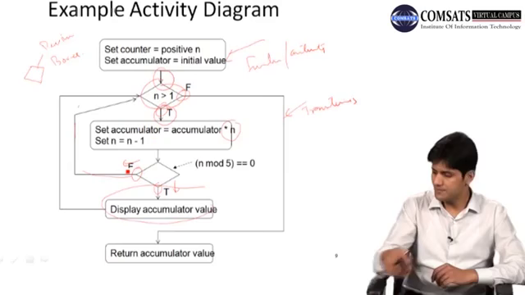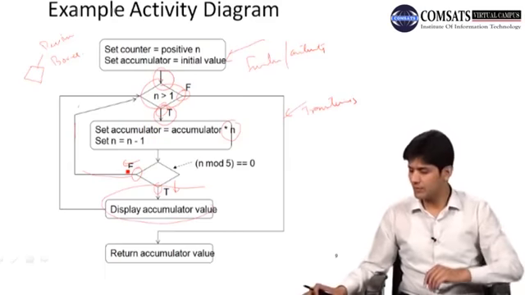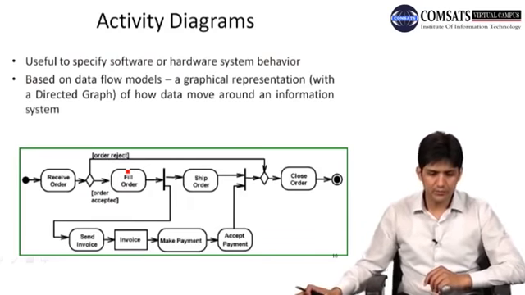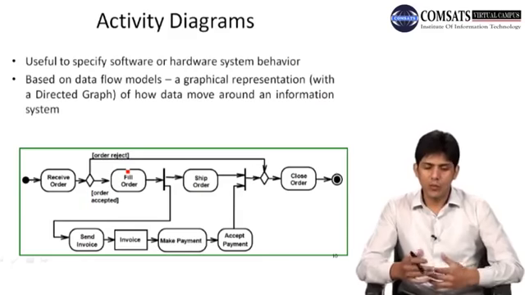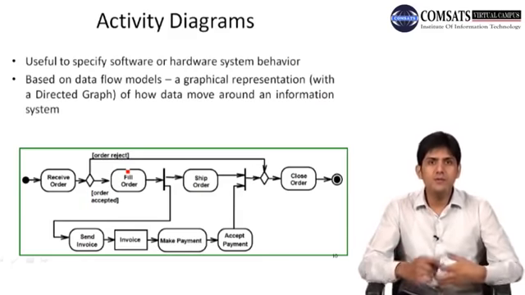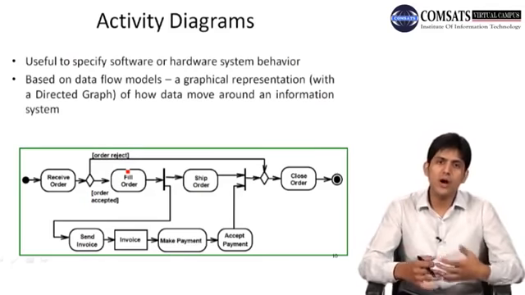So this is a decision box. This is a very simple example of an activity diagram. Okay, what are the more uses of activity diagram? They can be useful to specify software or hardware system behavior.